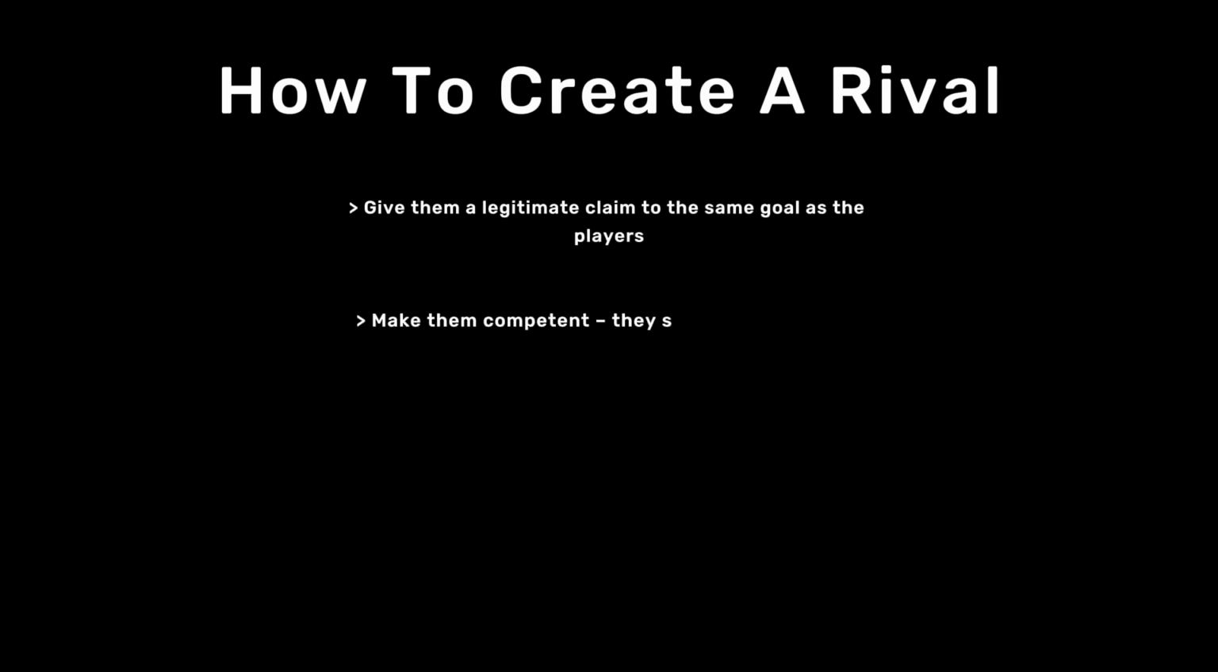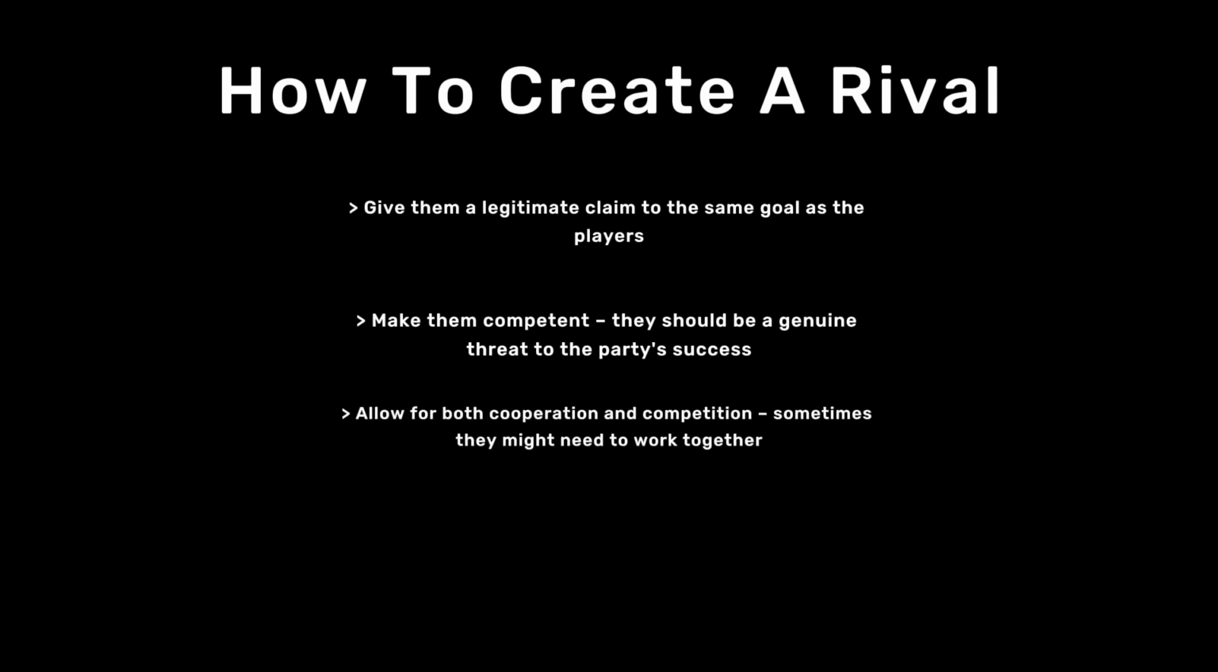To craft an engaging rival, give them a legitimate claim to the same goal as the players. Make them competent. They should be a genuine threat to the party's success. Allow for both cooperation and competition. Sometimes they might need to work together. Consider how far they'll go to achieve their goal, and how that differs from the players. The rival adds a thrilling element of competition to your campaign. It's not about good versus evil, but about whose vision for the greater good will prevail.